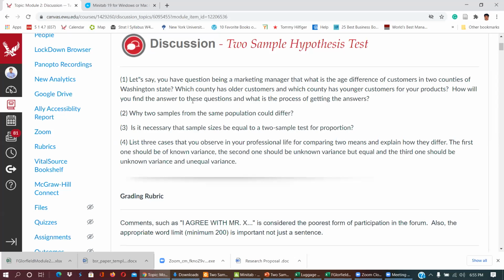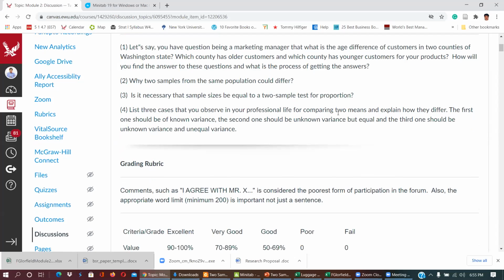Not that one. I meant number 4 specifically. List 3 cases that you observe in your professional life for comparing two means and explain how they differ. The first one should be of known variance. The second one should be unknown variance, but equal. And the third one should be unknown variance. So basically we have just looked at our cases: known variance, equal variance, and unequal variance.